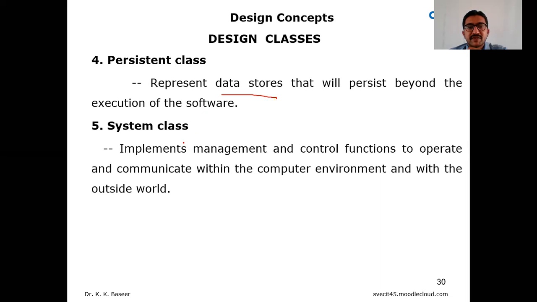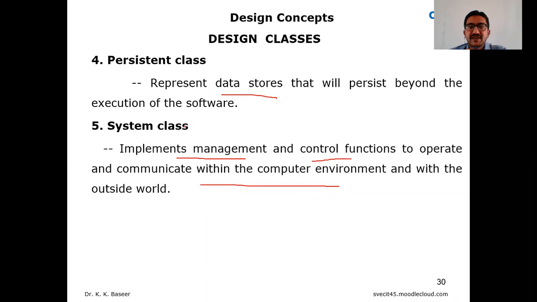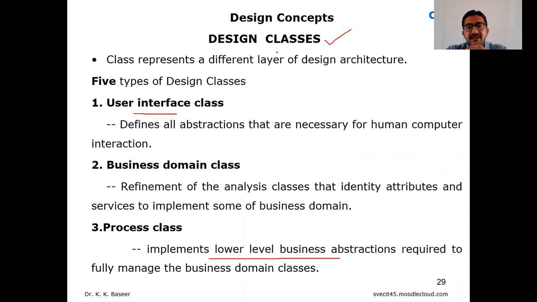And the last class is the system class, which implements the management as well as the control functions. The purpose of these management, implementation, and control functions is to operate and communicate within the computer environment and with the outside world. The system class acts as a mediator between the client and server, and manages how they work inside the environment and outside the environment. Environment here means remotely and locally, and how they are going to be accessed.